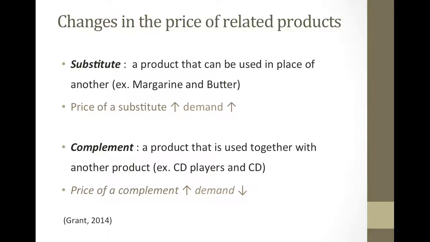Complement means a product that is used together with another product. For example, CD and CD player are complements because if the CD's price goes up, demand for CDs will decrease, and then demand for CD players will also decrease because we use CDs and CD players together. And therefore, substitutes and complements affect the changes in demand.